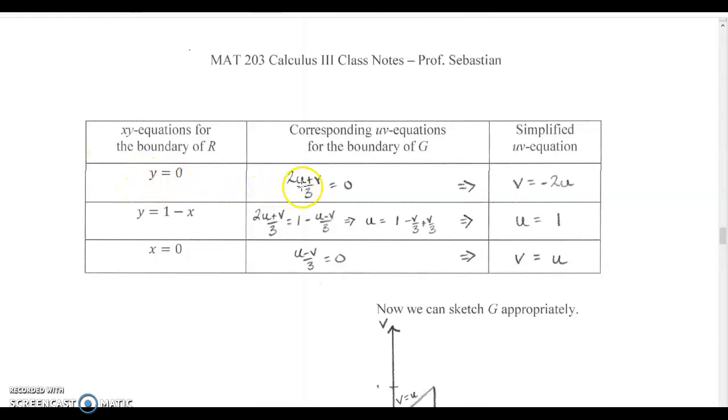So y equals 0 is the same as 2u plus v over 3 equals 0. So that's 2u plus v equals 0, or v equals minus 2u. And then y equals 1 minus x is the same as 2u plus v over 3 equals 1 minus u minus v over 3. So this is 2/3 u, and this is minus 1/3 u, so bringing it over gives me u. Then I have 1. Then this is 1/3 v, subtracting 1/3 v, so I just end up with u equals 1. And then x equals 0 is the last boundary. That's u minus v over 3 equals 0, which is the same as u minus v equals 0, or v equals u. So here I have my three boundaries.